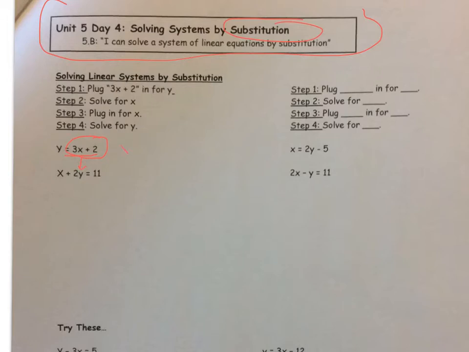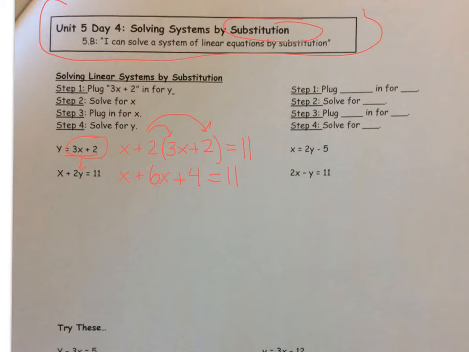So we've got x plus 2 times 3x plus 2 equals 11. Okay, so we just took our y and put it in place of the y in the second equation. Okay, well, what do you do when you see parentheses like this? Well, we're going to multiply through. So we've got x plus 6x plus 4 equals 11.